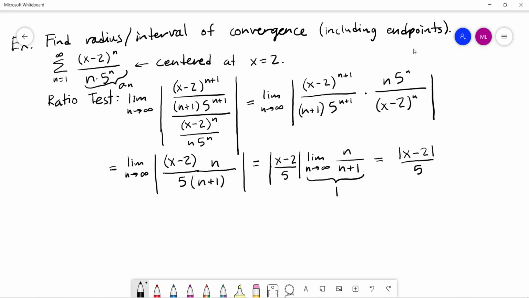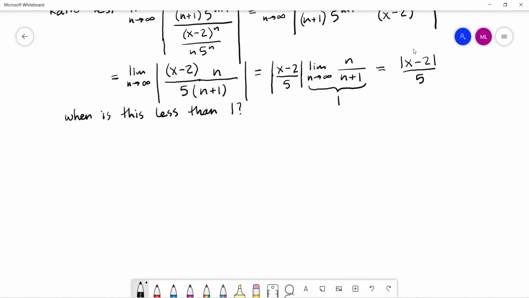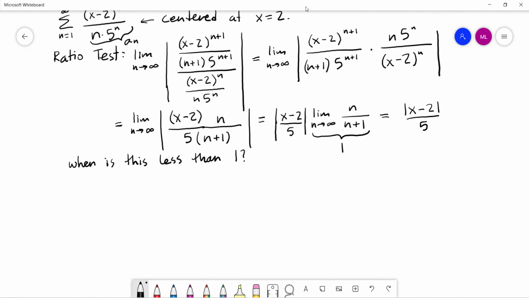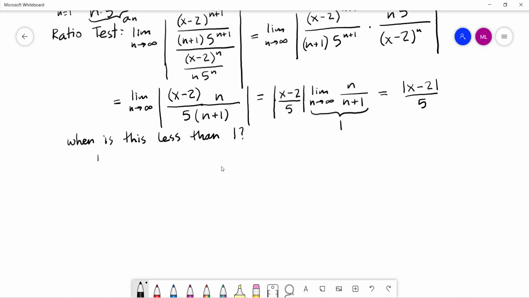And I want to know when this is less than 1, because that's when the ratio test indicates convergence. And remember, when the ratio test gives you that it's equal to 1, then the ratio test is inconclusive. And so that's what we're going to need to worry about, figuring out the endpoints. But for now, let's just worry about when it's less than 1. So I have the absolute value of x minus 2 over 5 less than 1.